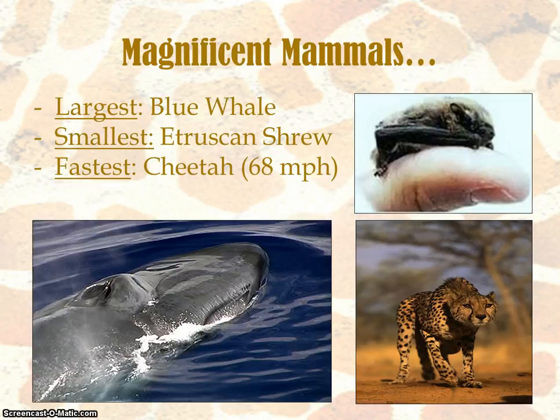Some interesting facts. Okay, our largest mammal that is known is the blue whale. That's actually even larger than the largest dinosaur that ever existed. Your smallest mammal is called an Etruscan shrew. Okay, it's this little picture up here in the top right. And the fastest, everybody probably knows, is the cheetah. So those are just some interesting facts about mammals, and that is our mammals.